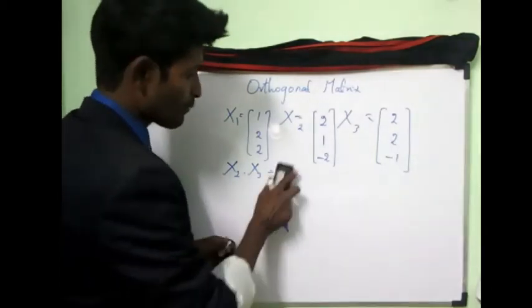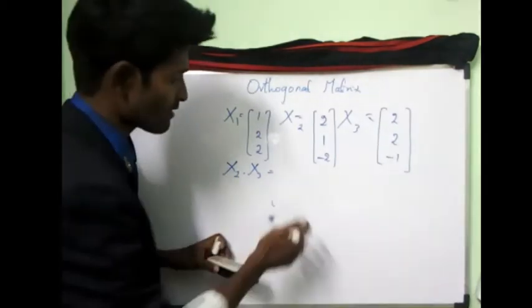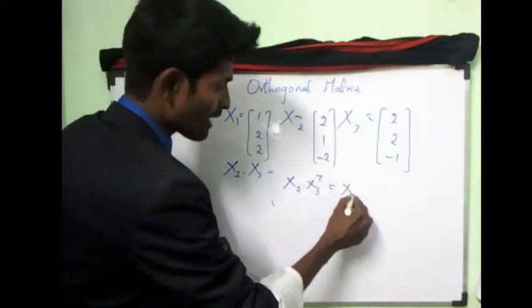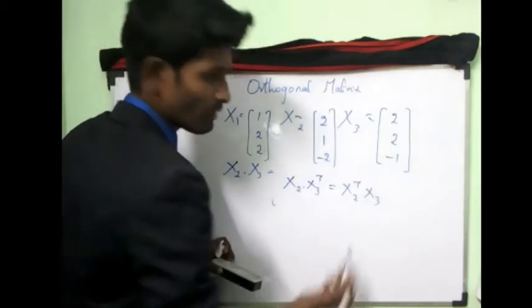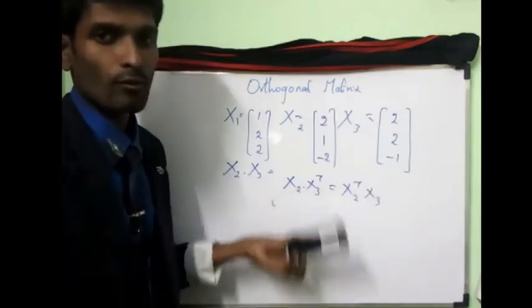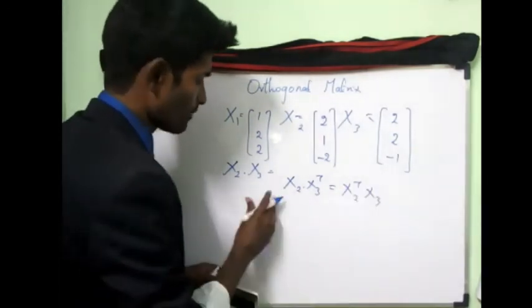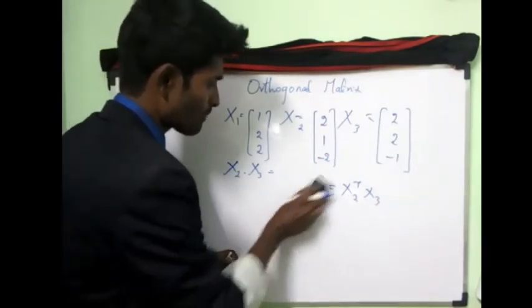So previously, before that, I have to write the representation of matrices, right? So x2 dot x3 is x2 transpose x3, otherwise x2 x3 transpose. Okay, any type of form we can take. Last time we took the first form, is it right? This time I take the second form. Okay, no problem.